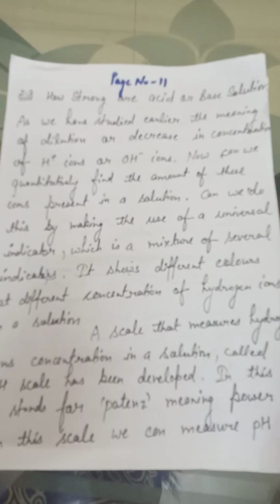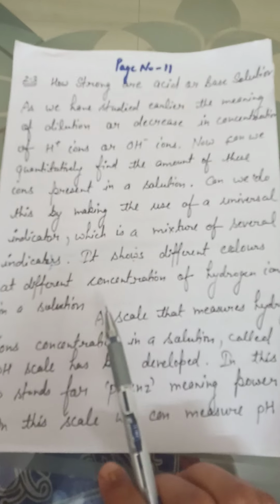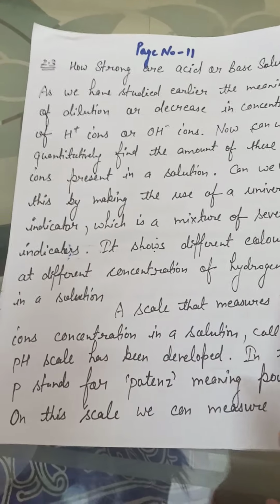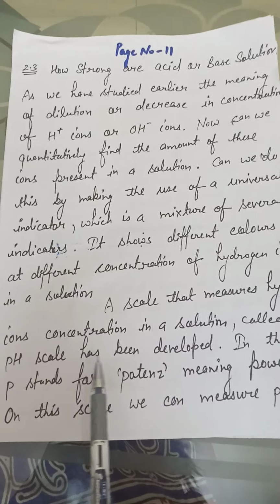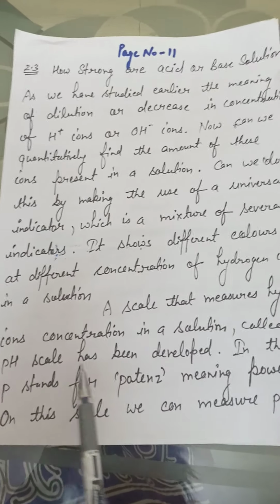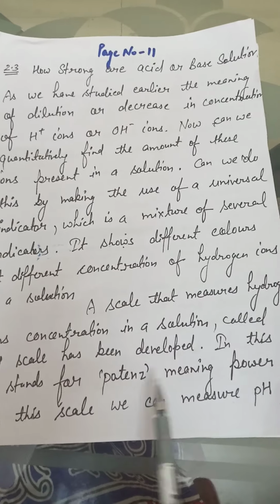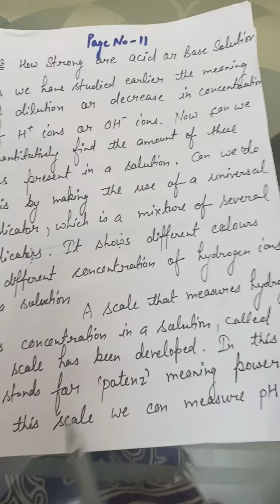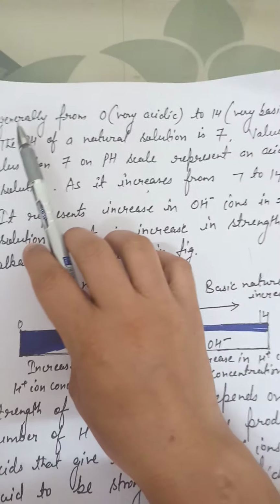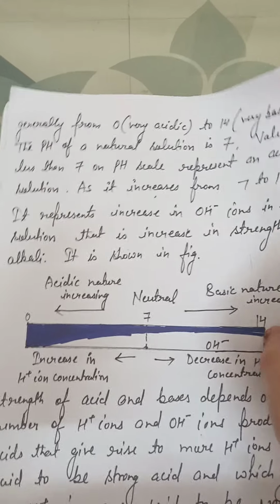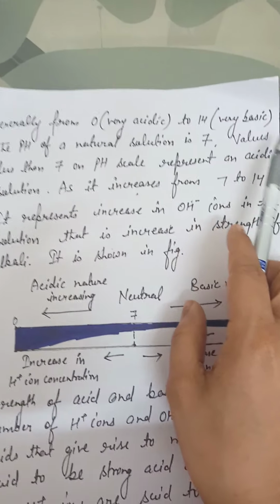Now a scale has been developed that measures the acidic or basic nature, that is, the hydrogen ion concentration in a solution. The scale is called the pH scale. In this, P stands for potence, meaning power. On this scale, we can measure pH generally in the range from 0 to 14, where 0 indicates very acidic and 14 indicates very basic.